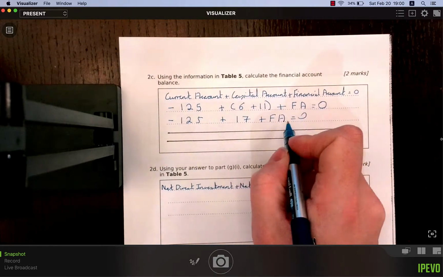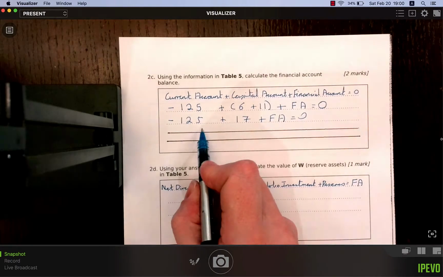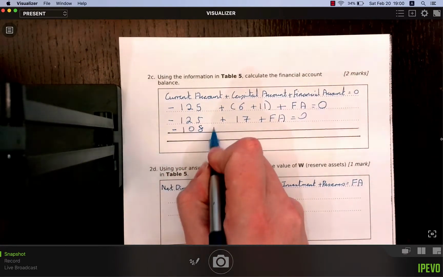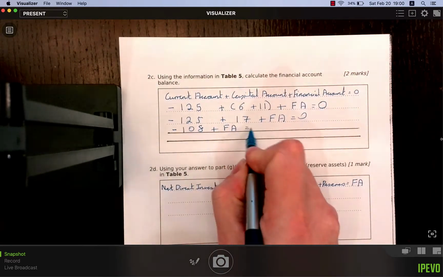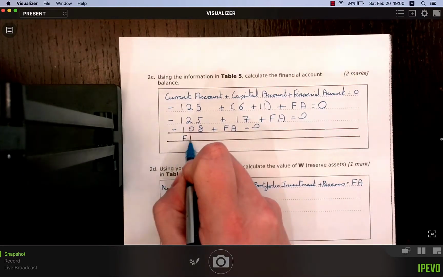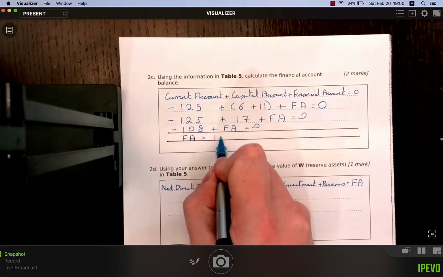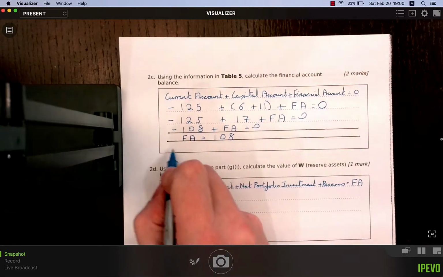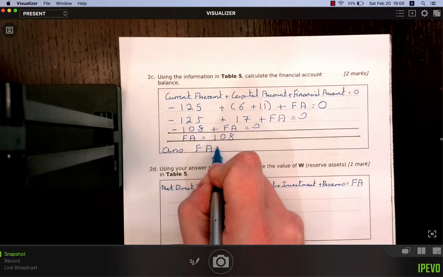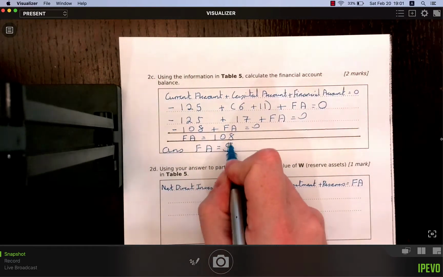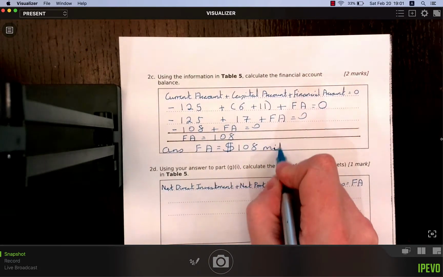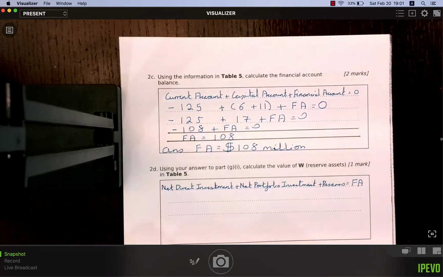Okay, so I'm going to add 17 to minus 125. I'm going to get minus 108 plus the financial account equals 0. I'm going to bring this over to the other side, and I'm going to get the financial account equals plus 108. Try not to make the same mistake that I did last time. And now here I'm going to write answer. The financial account equals, and don't forget the dollar symbol, 108 million in 2017, I believe, but we don't have to worry about that. But it is 2017.